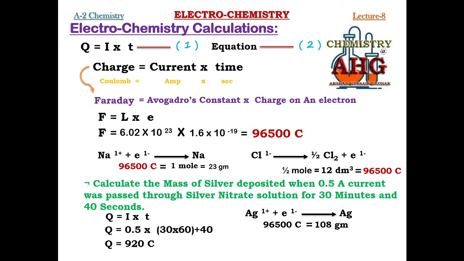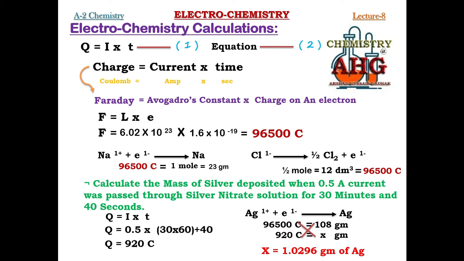Now if you look at the charge that we passed during this experiment, it is 920 coulombs. So how many grams of silver would have been deposited? It would be x grams. Now cross multiply this information and find the value of x. You will come to know x is 1.0296 gram of silver. So during this experiment, this is the amount of silver deposited by passing this much current for this much time period.